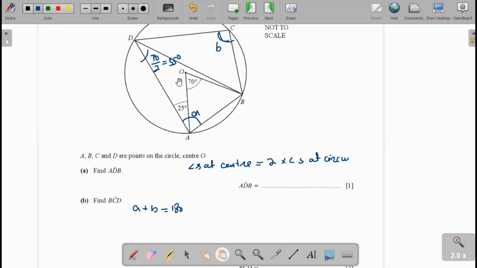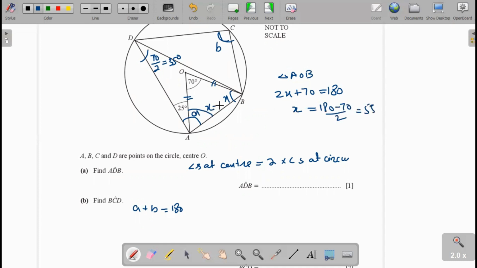Now, here we see that this is the triangle AOB, and OB and OA are the radius. Therefore, this is an isosceles triangle. Now, we suppose that this angle is x and this angle is x. Now, we see that 2x plus 70 equals 180, the sum of interior angles of triangle AOB. Therefore, x equals (180 minus 70) over 2, we get 55 degrees.